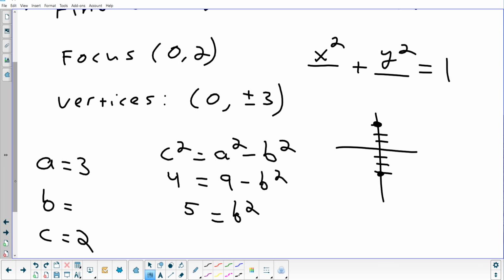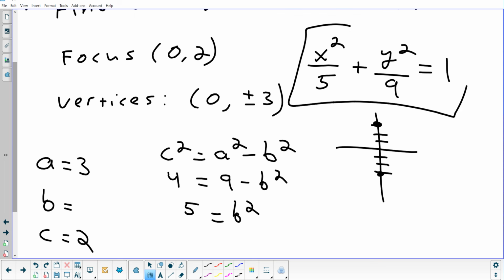Which means, what do you want? Well, yeah, let's do the y squared. What do you want to put under the y squared? Yep. 9. Yes. A squared and b squared are going to be in these two spots. In this case, we want the a squared right there. And we want the b squared right there. And there's your equation. Any questions on how we got that equation?